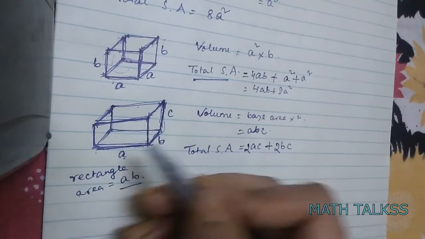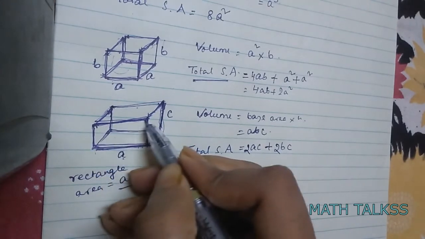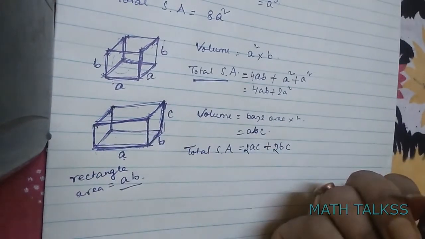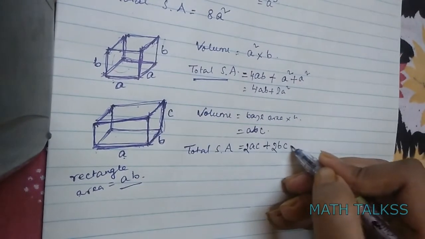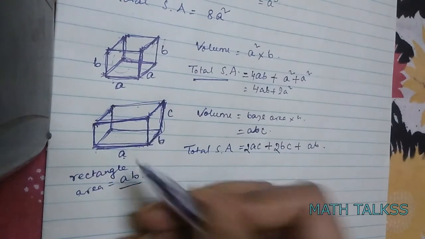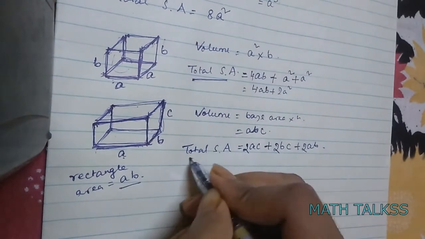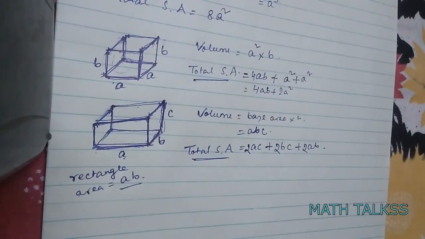Now the top and bottom faces are remaining. So we have the top face having length A and breadth B, so we can write AB. Similarly, the bottom face is also there, so we can write 2AB. So this is the total surface area of the cuboid.